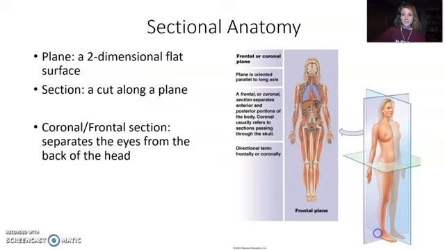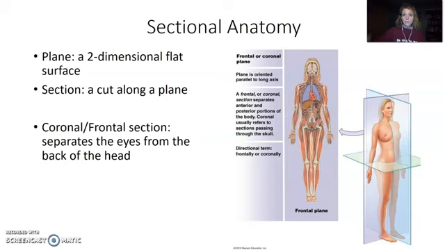Okay, anatomy students, we are back. So I already talked to you about why sections are important for us to understand. Now let's go through and talk a little bit about what each section is. The first type of section is called a coronal or a frontal section.